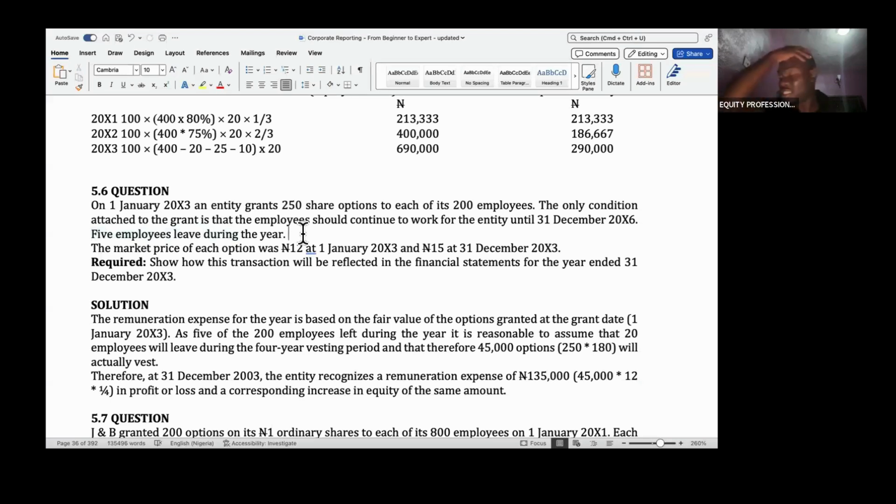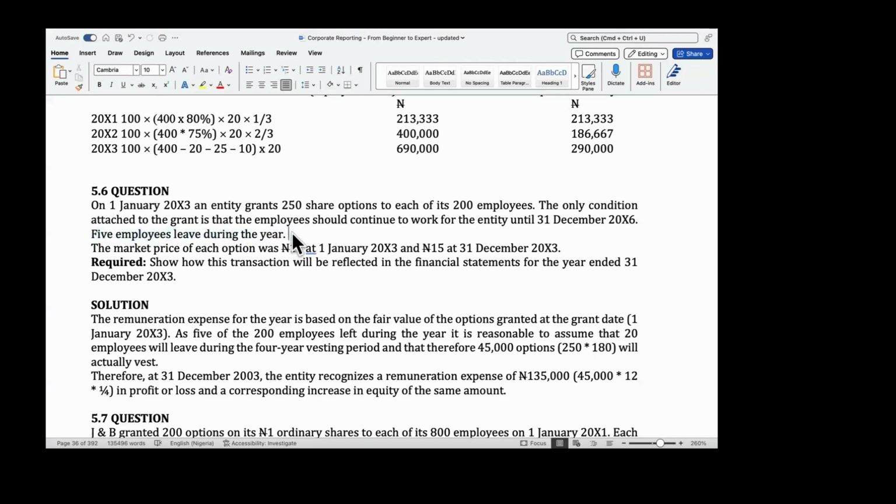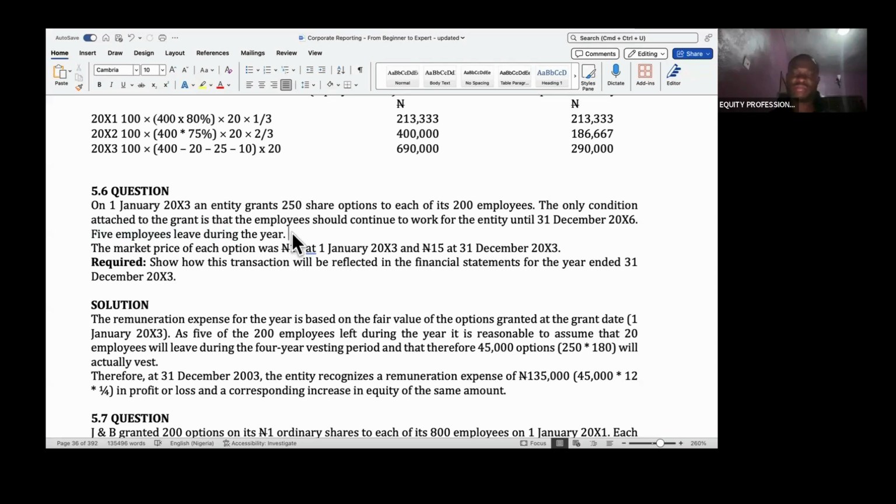What about if other people leave in year 2, year 3, and year 4, because there are 4 years here? But sir, the question says 5 leave during the year. Yes, so the question believes you understand the principle. The principle is that we need to make an estimate of people that will not leave over the 4 years. So even if the question is silent, that means they want you to make estimates of people that will leave in year 2, year 3, and year 4. So if you just say 195 and you're looking, the examiner will mark you bad, because you will be basing your working on year one alone.